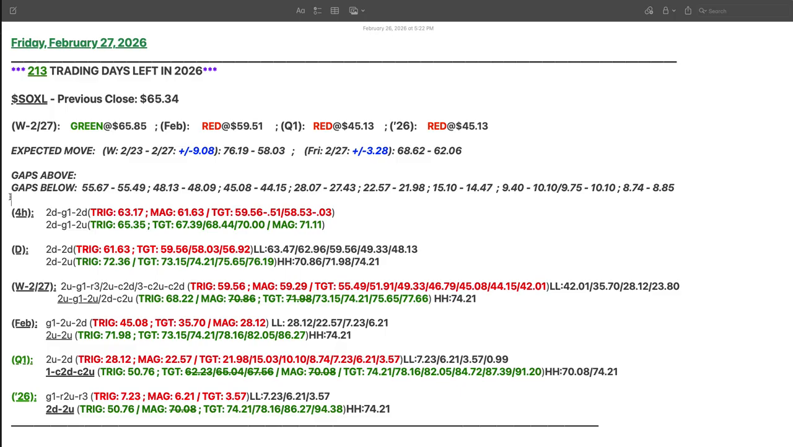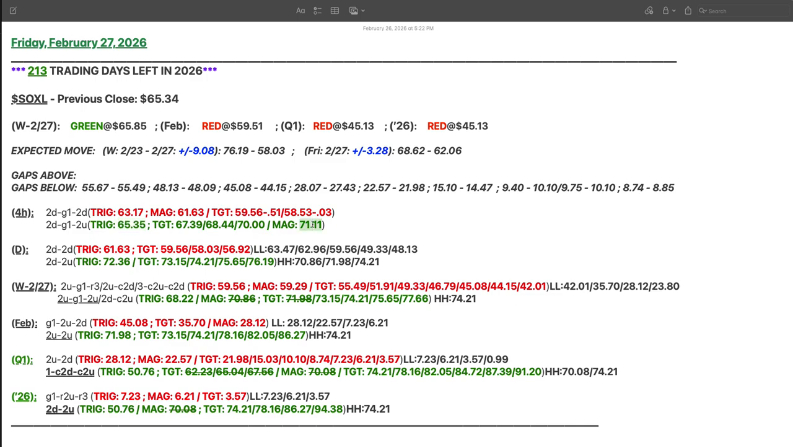We also talked about on the 4-hour time frame, if we go to the downside, we get this 2-1-2 down continuation, triggering at 63.17 with the magnitude of 61.63. And should we get to that level and keep pushing, we've got these extended targets out here for you as well.